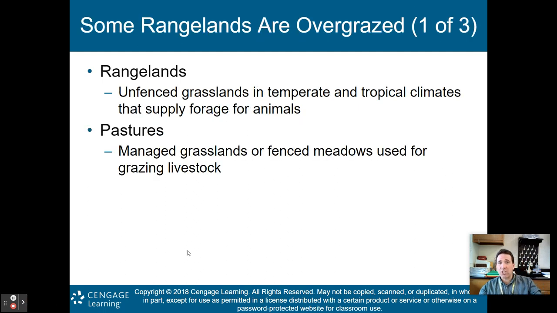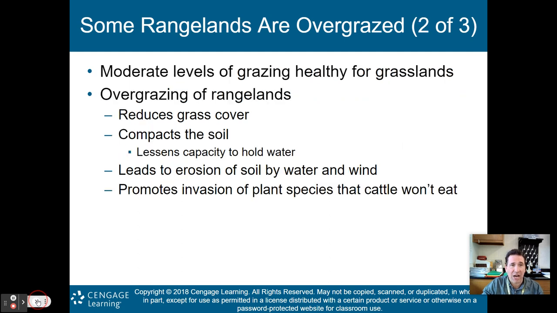So what is a rangeland? Rangelands are unfenced grasslands in temperate and or tropical climates that supply forage, or food, for animals. Pastures are managed grasslands or fenced meadows used for grazing livestock. Pastures usually are fenced in, usually owned by one farmer who owns cattle, and their cattle then graze in that pasture. Rangeland is usually large private or large public lands that are unfenced, and again supply an area for cattle and other livestock to graze.